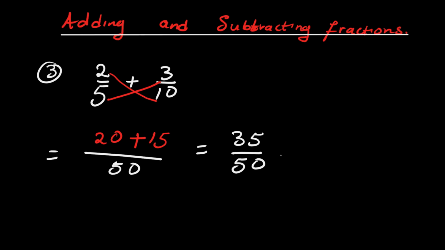This is surely not the final answer. It can be simplified further. So we're going to divide 35 by 5. 35 divided by 5 is 7, and 50 divided by 5 is 10. And this is our final answer. It cannot be simplified further.